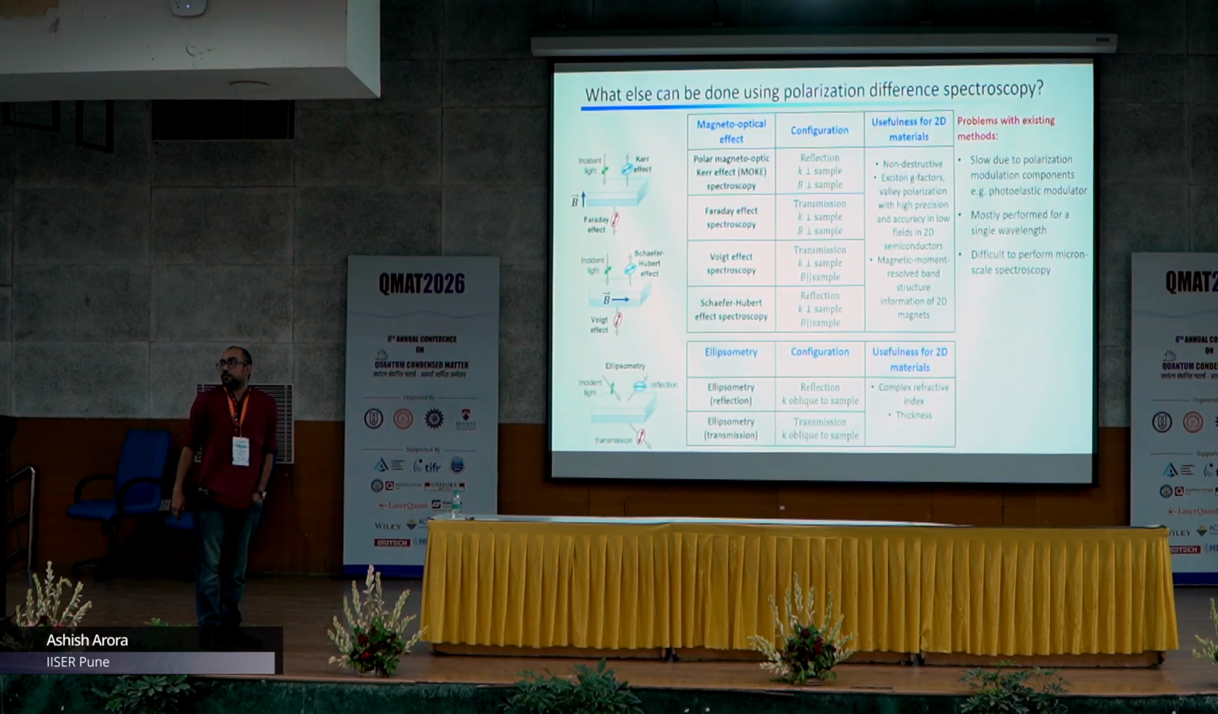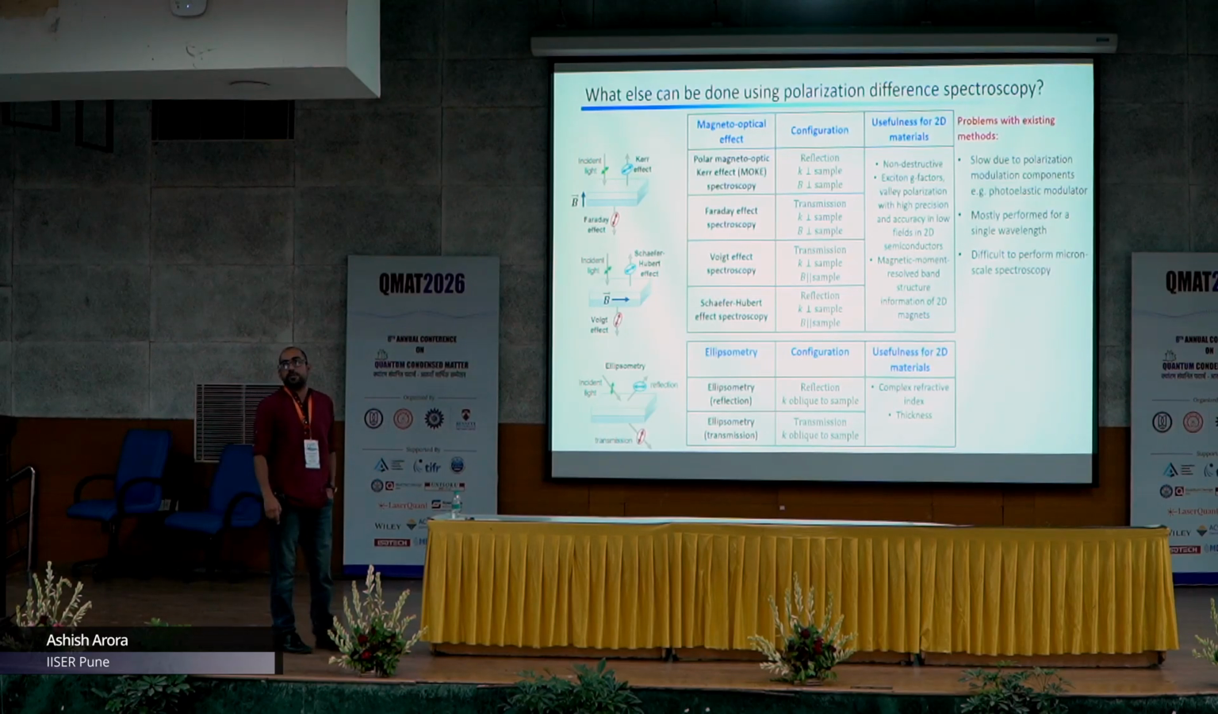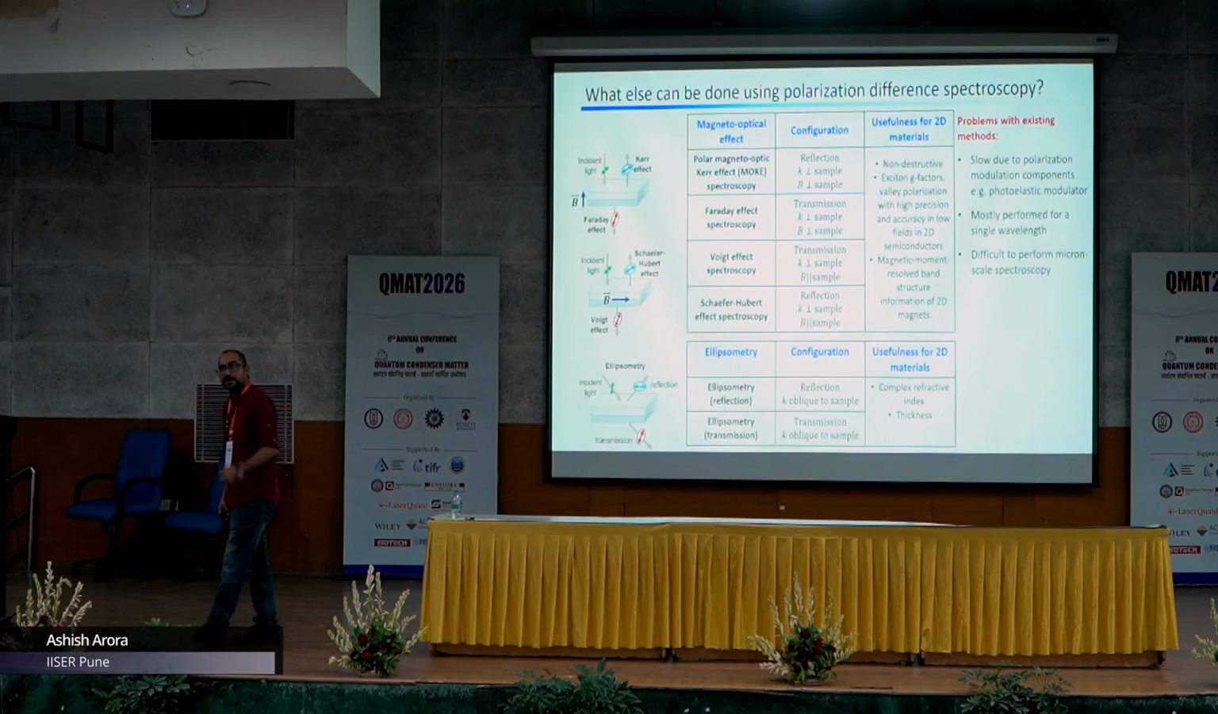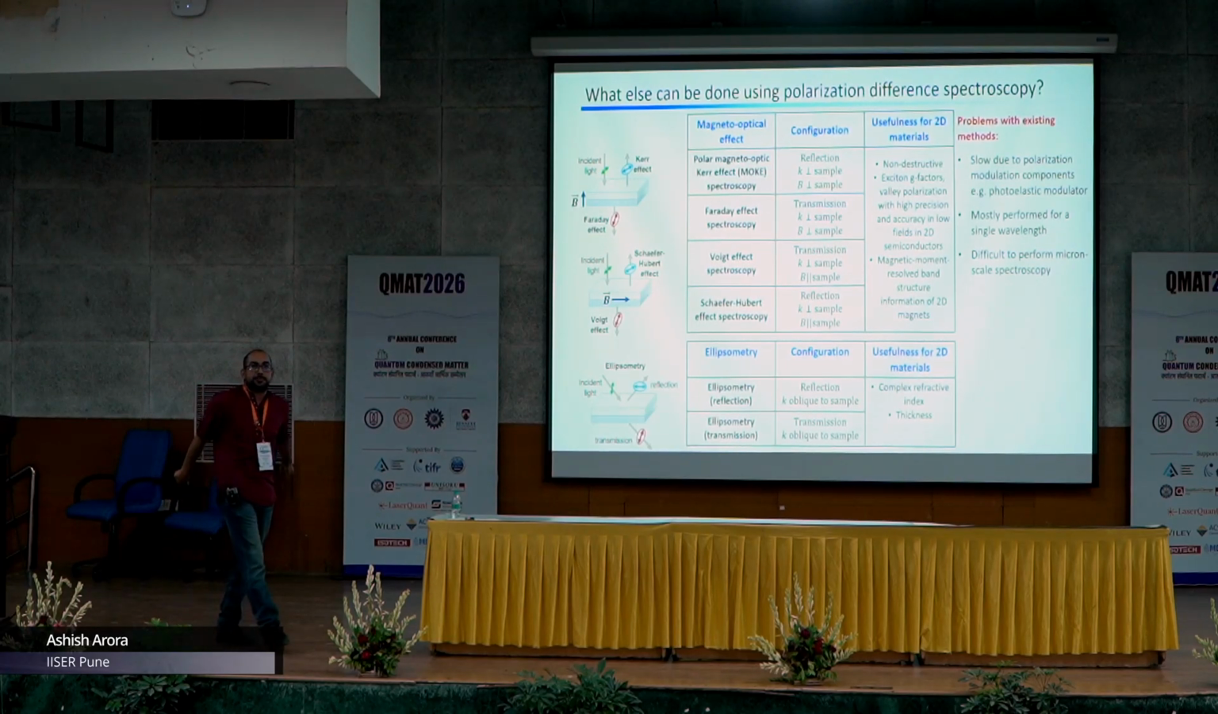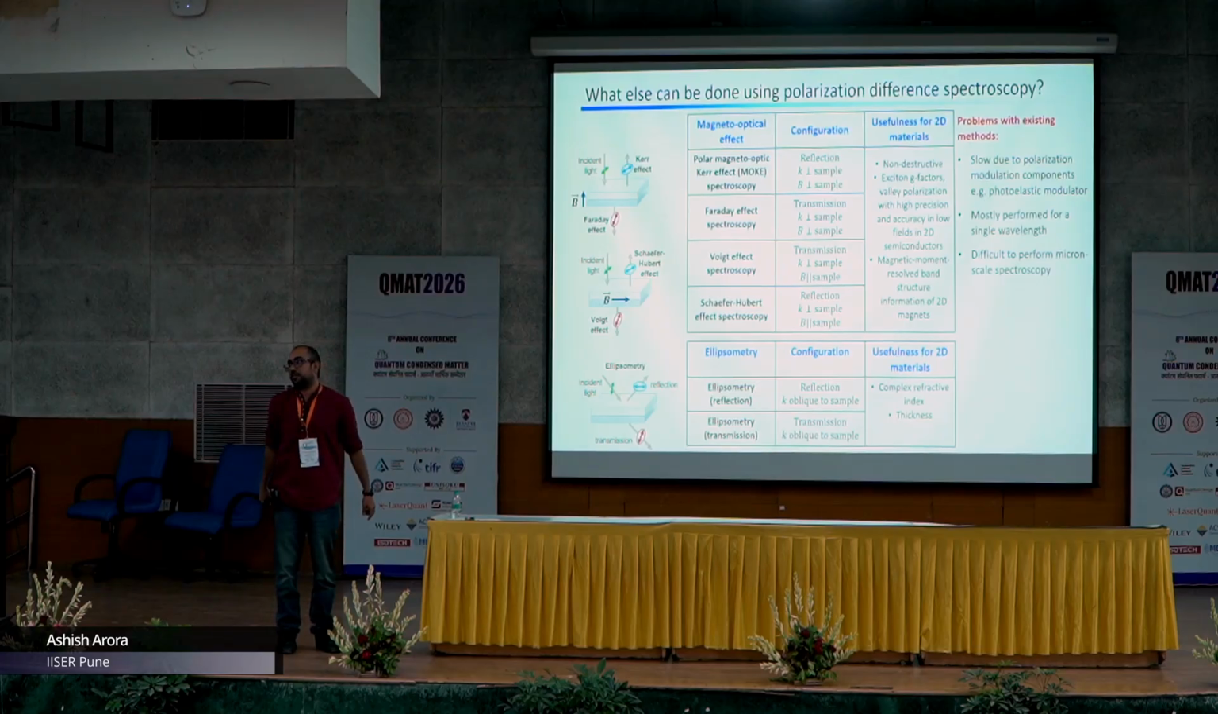The problem is we can't be too slow for two-dimensional materials because the light spot is very small, one. The sample spot is also very small because once you encapsulate samples between hBN, there are very few regions of the material where you are allowed to do spectroscopy.